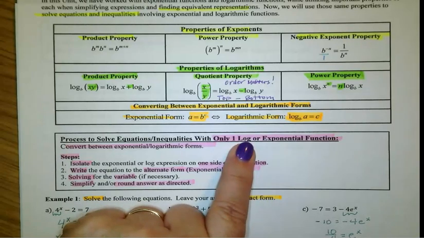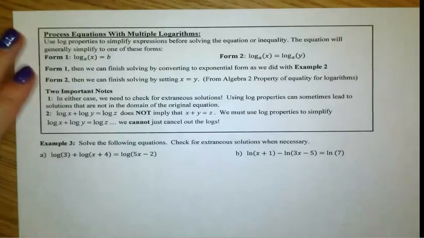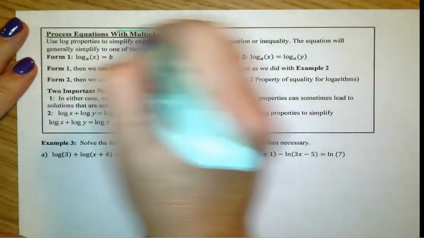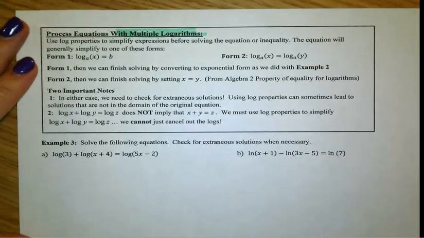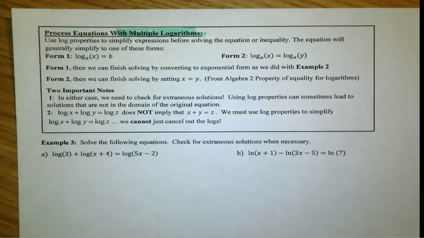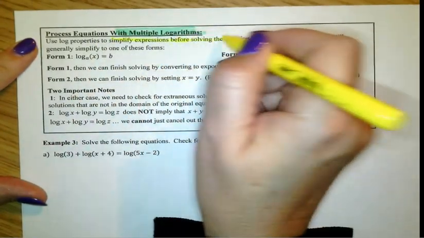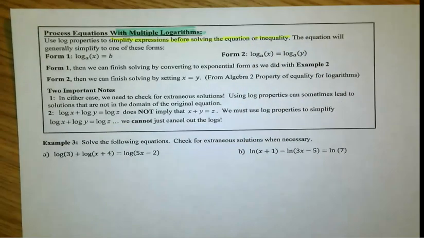Here, we only have one log statement or one exponential statement. But that's not the only kind of problem that we have. So this is the process we're going to follow when we have multiple logarithms. We're going to use the log properties to simplify the expressions before solving the equation or the inequality.